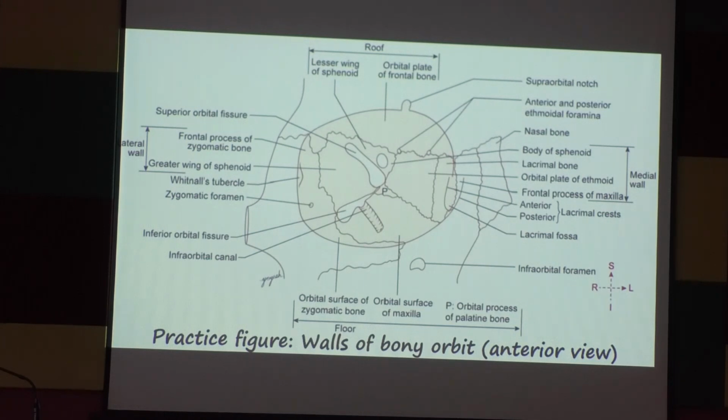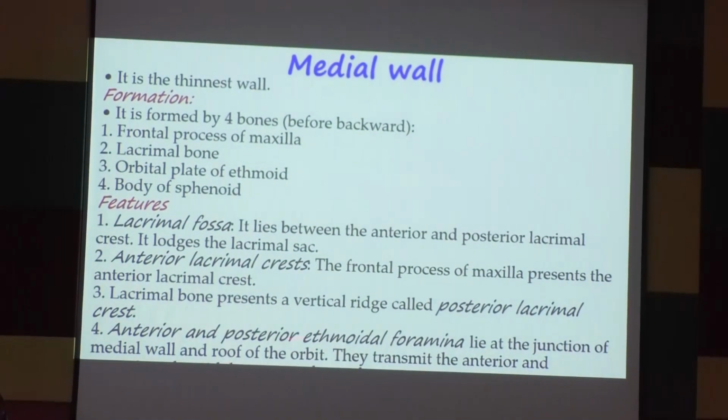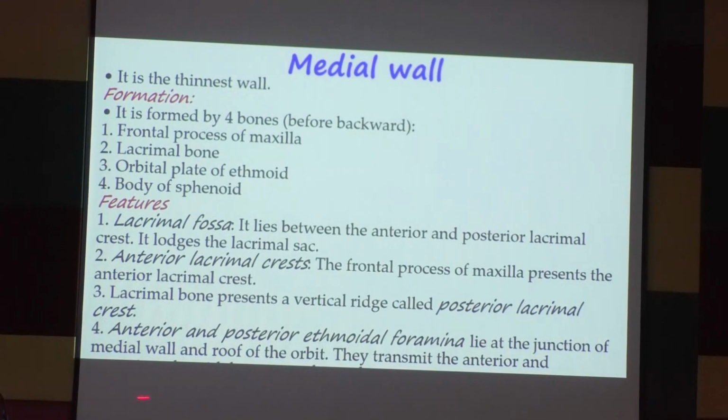nerve. Okay, and along the lateral margin, here you can see one tubercle known as Whitnall's tubercle. It gives attachment to a ligament, the lateral check ligament. And here the foramina lie at the junction of the medial wall and roof of the orbit, and they transmit the anterior and posterior ethmoidal nerves and vessels.